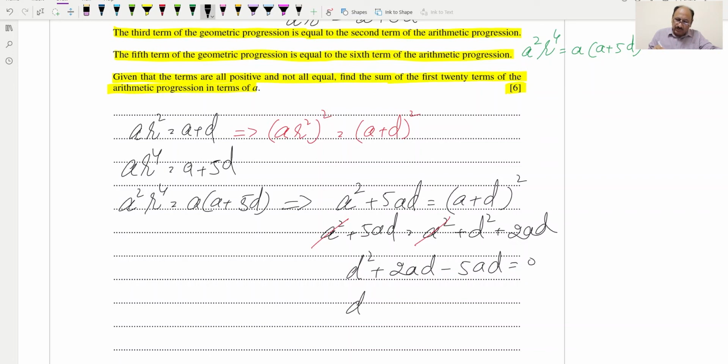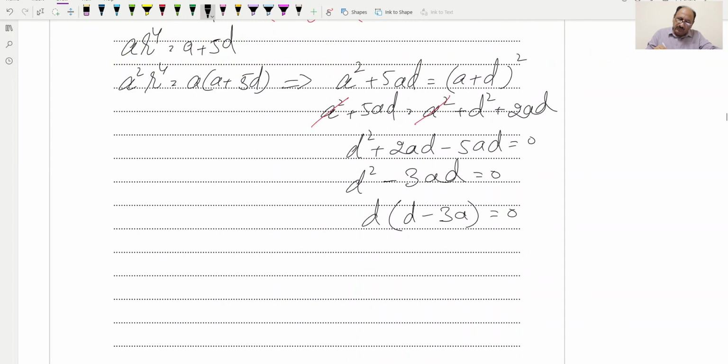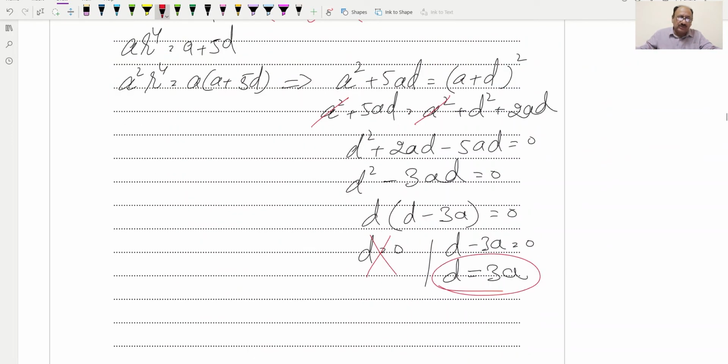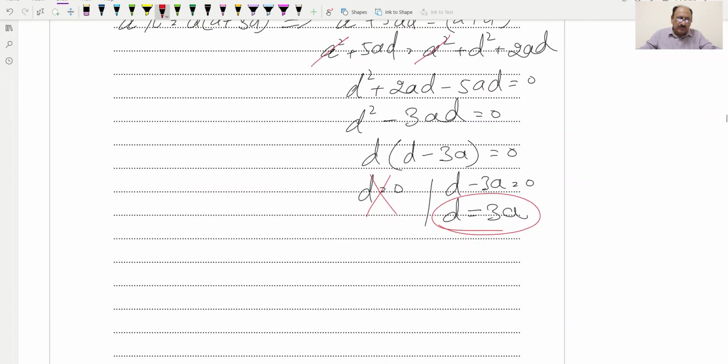So this implies d square minus 3ad is equal to 0, and d we can take common, so inside will be d minus 3a is equal to 0, and from here we got d is equal to 0, or d minus 3a is equal to 0. This implies d is equal to 3a. Now d cannot be equal to 0 because it's arithmetic. See, d value cannot be 0, so d is equal to 3a. Now we got d value in terms of a, we can find S20.